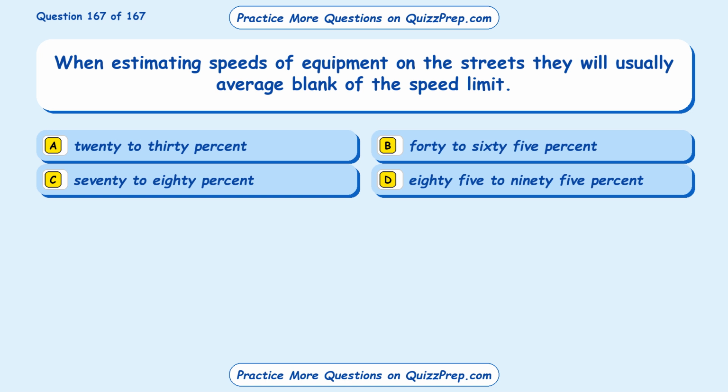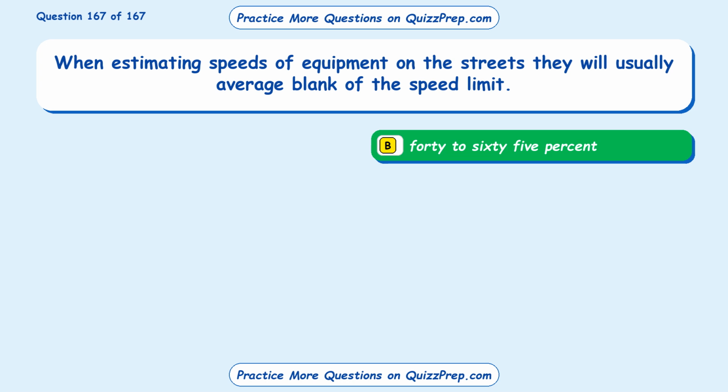Question 167. When estimating speeds of equipment on the streets they will usually average blank of the speed limit. Option A 20 to 30%, Option B 40 to 65%, Option C 70 to 80%, Option D 85 to 95%. The correct answer is Option B, 40 to 65%.